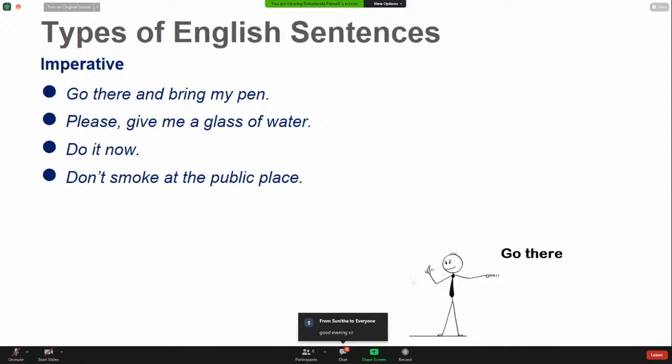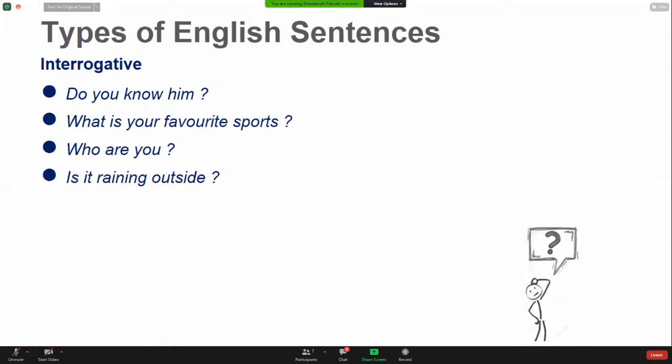So we also discussed imperative sentences. Then we have discussed interrogative. Interrogative means questions. Interrogative means simply we want to ask something. Do you know him?